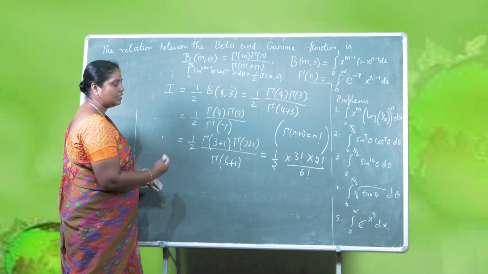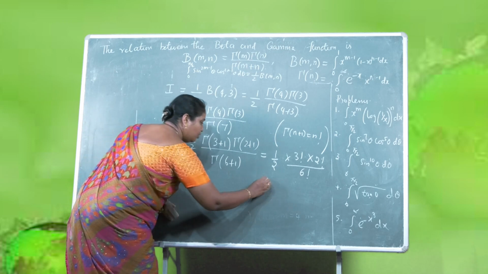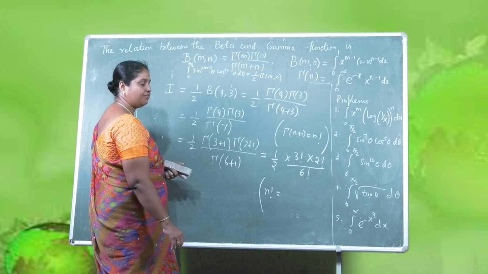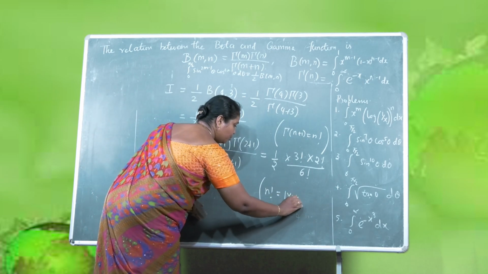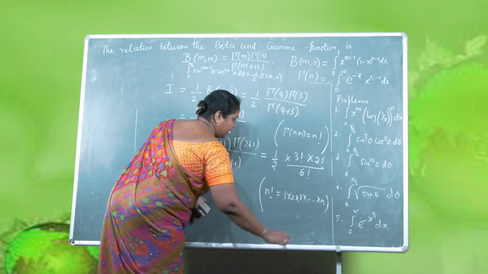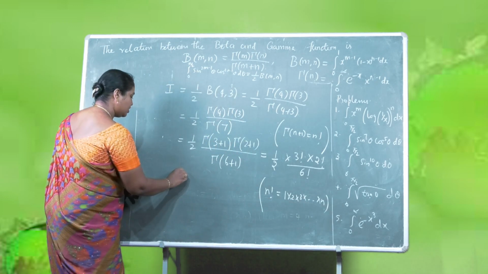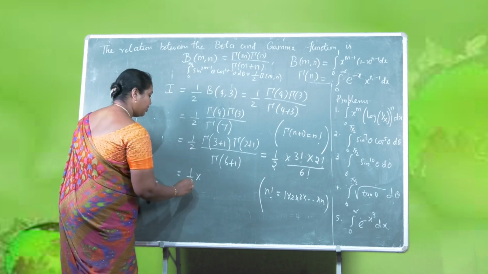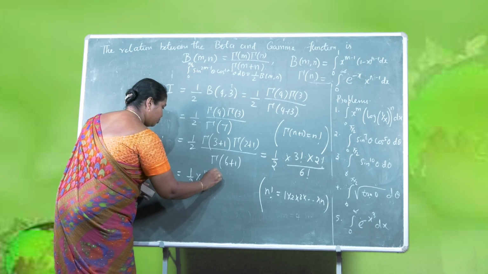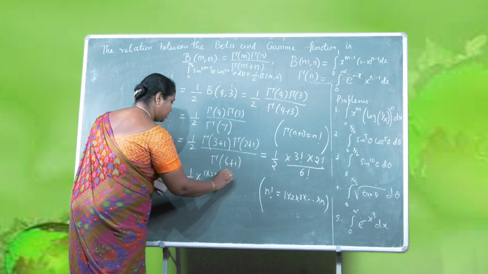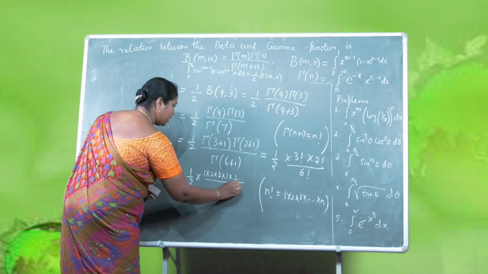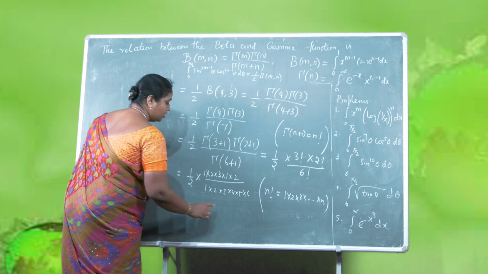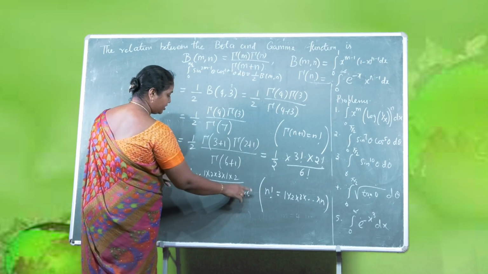Now we all know the factorial formula. For your information, I am writing the formula for n factorial. n factorial is nothing but 1 into 2 into 3 and so on up to n. So now we use this formula. If you expand this, what will you get? 1 by 2 times 3 factorial can be written as 1 into 2 into 3. 2 factorial can be written as 1 into 2. 6 factorial can be written as 1 into 2 into 3 into 4 into 5 into 6.